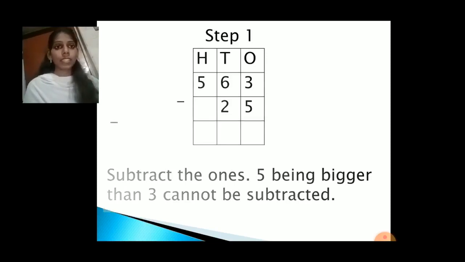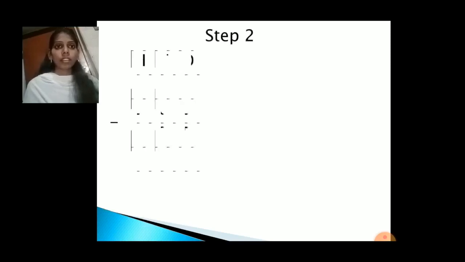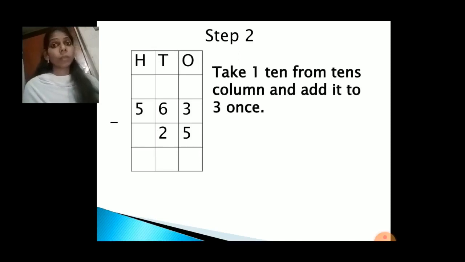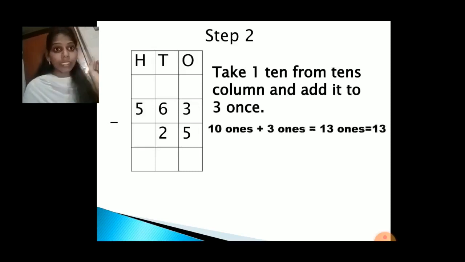So now our step 2 is, at this condition we will borrow from the tens place, right? While borrowing, we will take 1 tens from the tens column, so 10 ones, and we will add it to the 3 ones at the ones place. 10 ones plus 3 ones equals how many ones? 13 ones. So we will cut 3 and instead of 3, we will write 13.